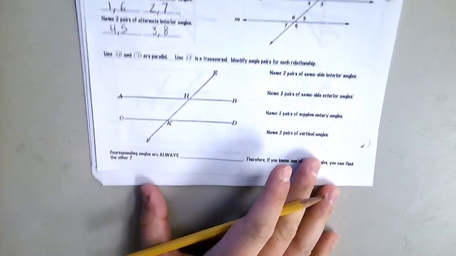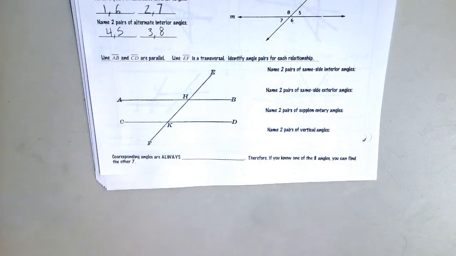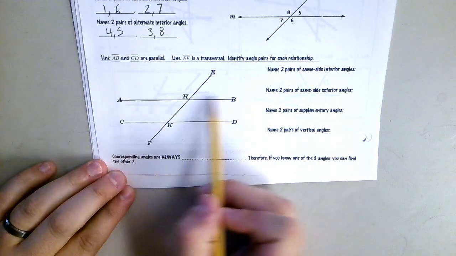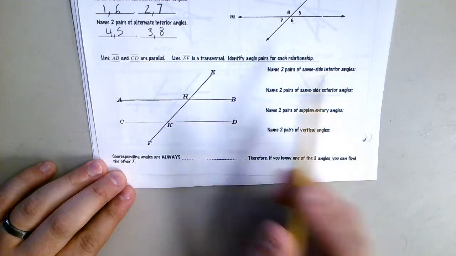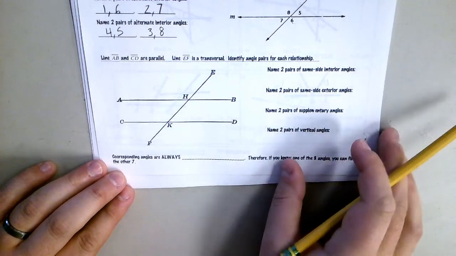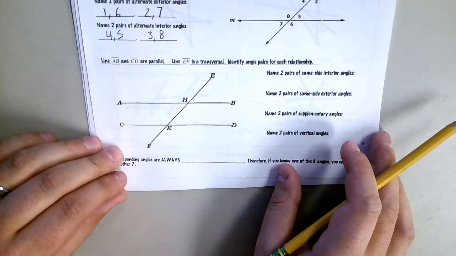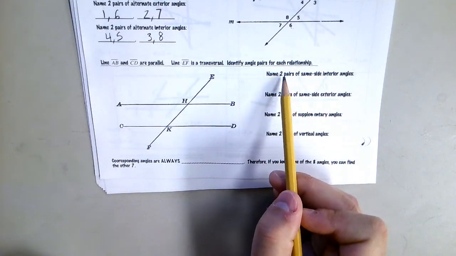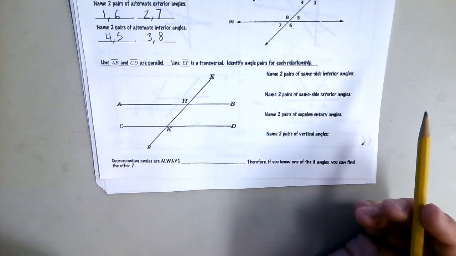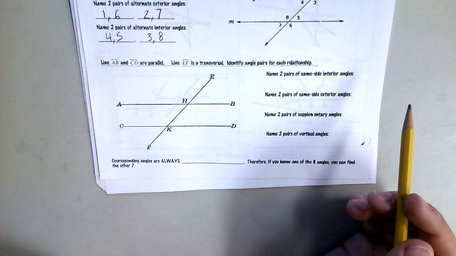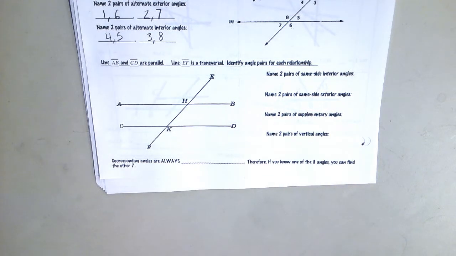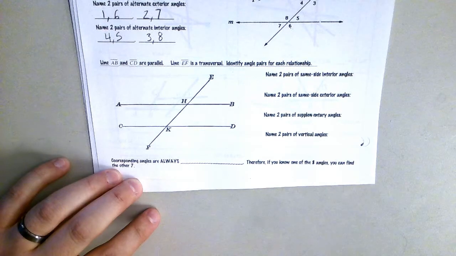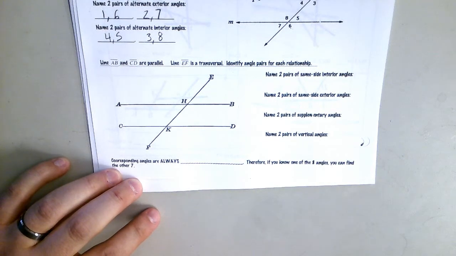All right. Then down below, our last little section here. So line A and B and C and D are parallel, and then E and F is a transversal of that. Identify angle pairs for each relationship. Okay? So you guys name 2 pairs of same-side interior angles. Okay? 2 pairs of same-side exterior. This is a little different because we're naming the angles.